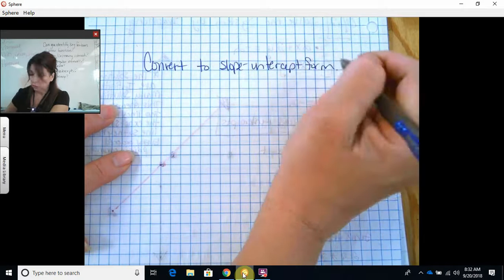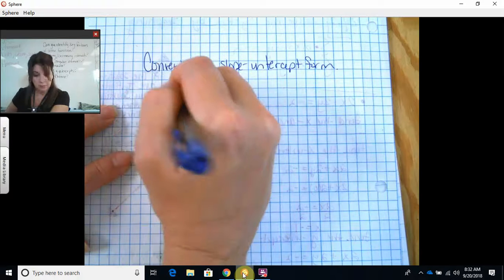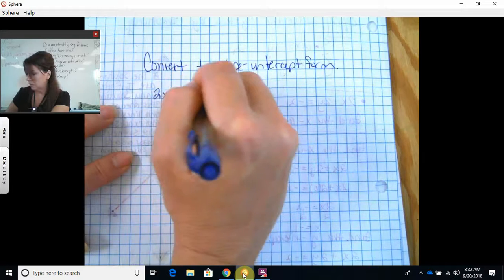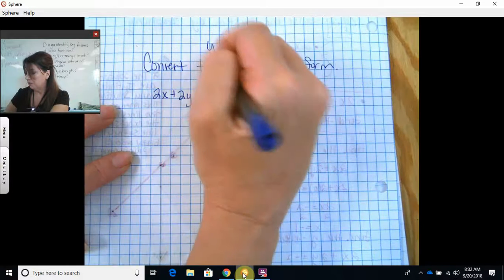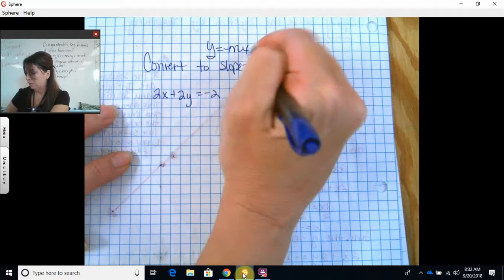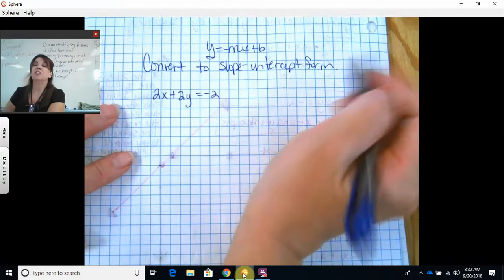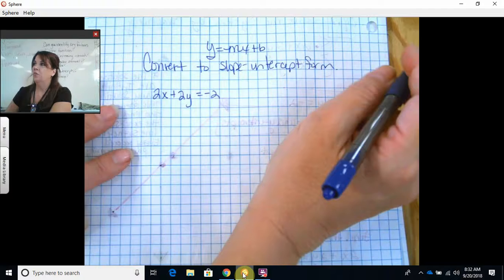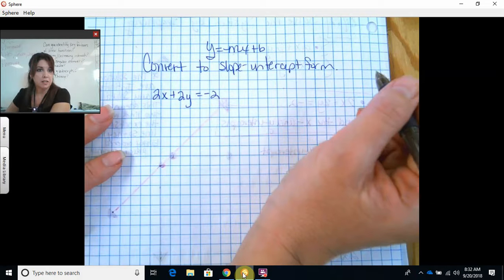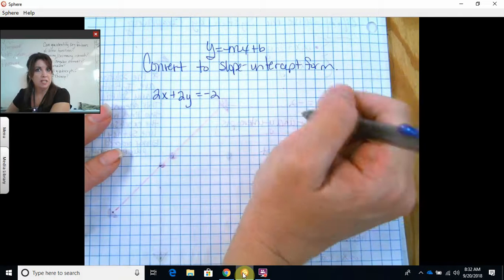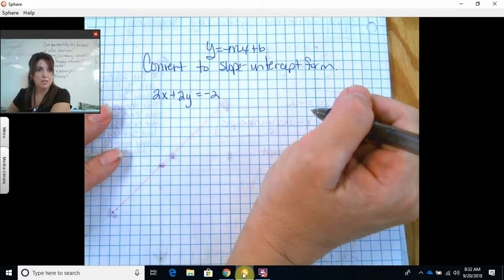So the first one was 2x plus 2y equals -2. Remember, slope-intercept form is y equals mx plus b, right? So I got to isolate the y. This is when we did literal equations the other day, and we're isolating or solving for one particular variable. That's why we did that already, so we could easily convert these forms if we need to. So if I want to solve for y, what do I do first?